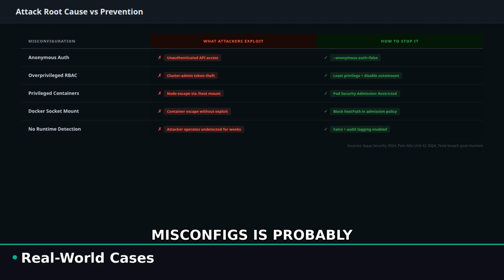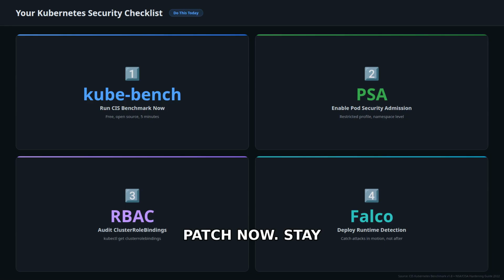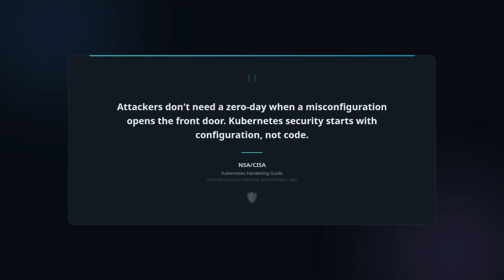The fix isn't expensive. It's just discipline and the right tools. 3 misconfigs: anonymous auth, overprivileged RBAC, privileged containers. Attackers scan for these every single day. Run kube-bench today. Enforce pod security admission. Disable anonymous auth. That alone puts you ahead of most clusters on the internet. Security isn't about being perfect. It's about being harder to attack than the next target.